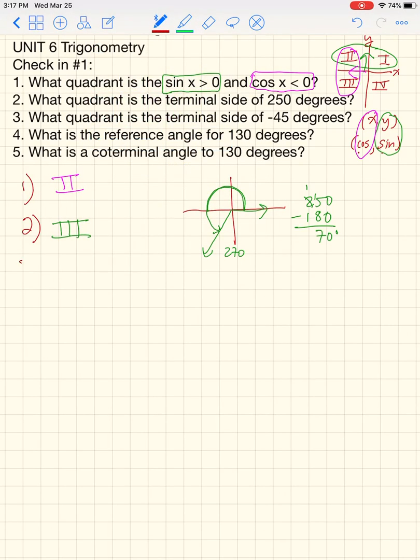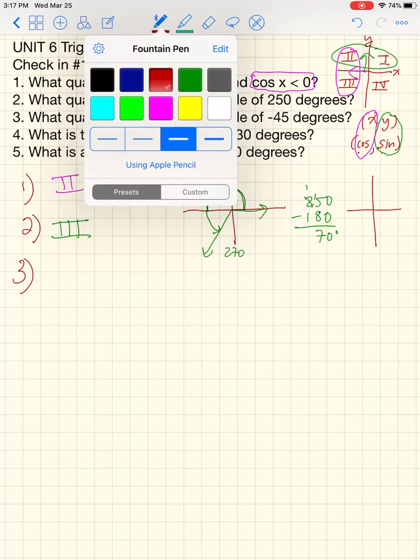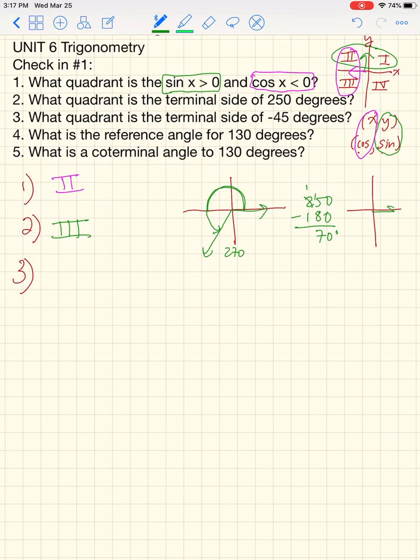So now we know what quadrant the terminal side is in. If you move to number 3, what quadrant is the terminal side of negative 45? So remember that negative 45, you're going from the positive x-axis, you're going clockwise. Since negative 90 is the same as 270, negative 45 is in quadrant 4.